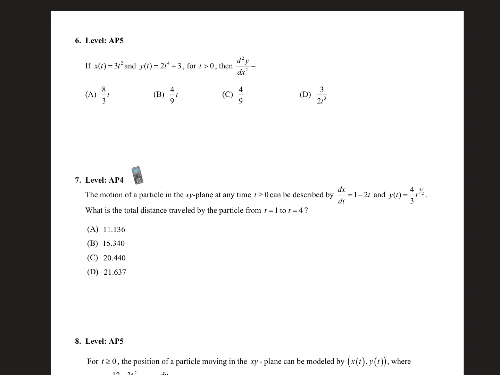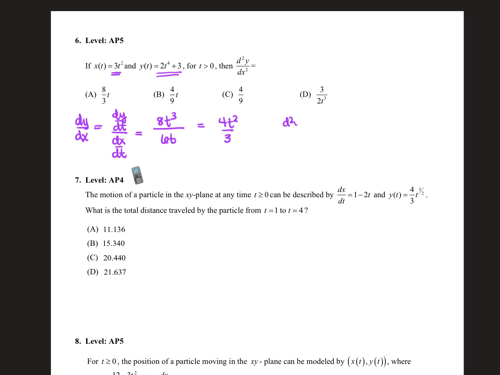All right, here it wants the second derivative. So remember, the second derivative is the derivative of the first derivative. So we're going to do dy/dt over dx/dt. dy/dt is equal to 8t cubed. That's the derivative of this. dx/dt is the derivative of this piece. So that leaves us with our first derivative.